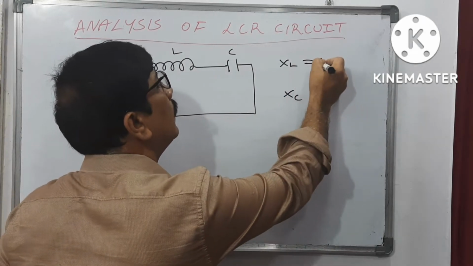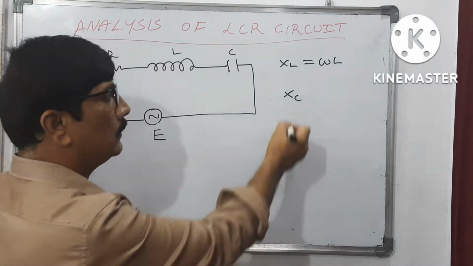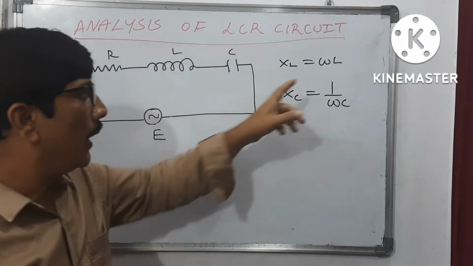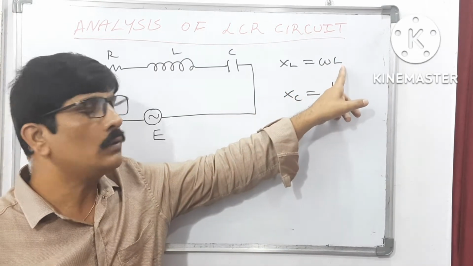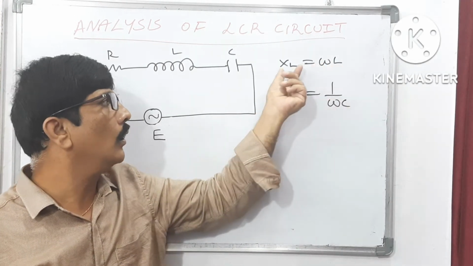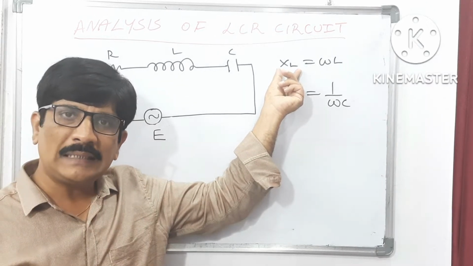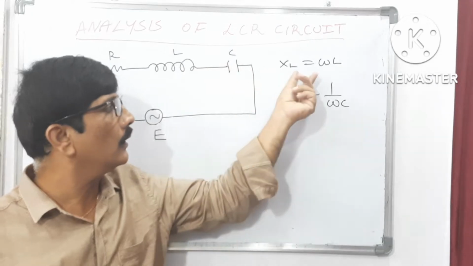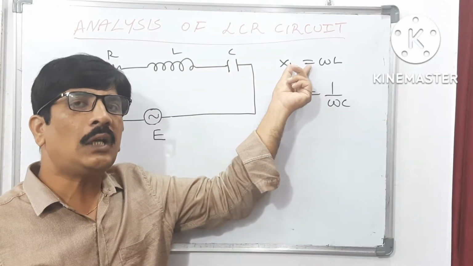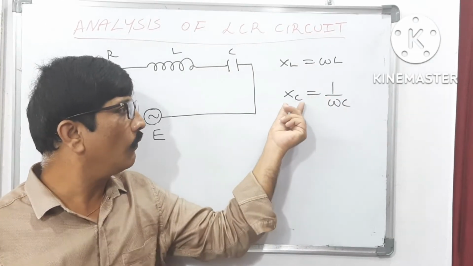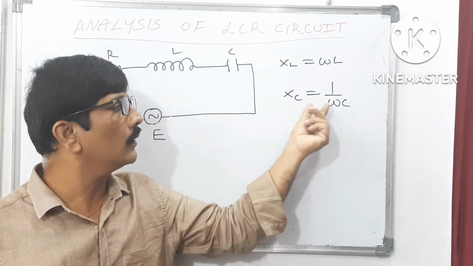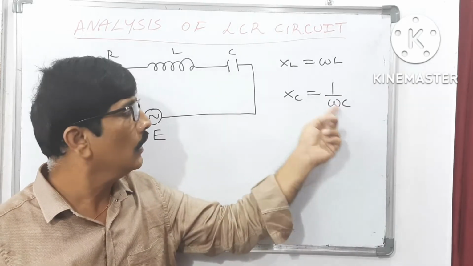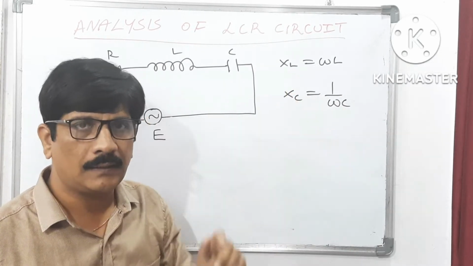XL is nothing but omega L, which we already discussed. XC is nothing but 1 by omega C. Omega L is angular frequency into self-inductance. The opposition offered by the inductor to the electric current is called inductive reactance. The opposition offered by the capacitor to the electric current is called capacitive reactance, which is equal to 1 by omega C. Those symbols are XL and XC.